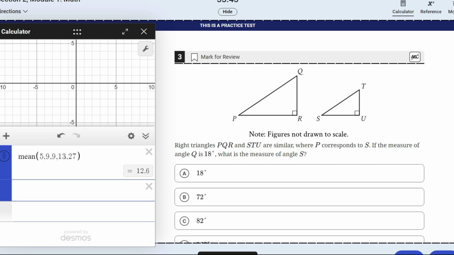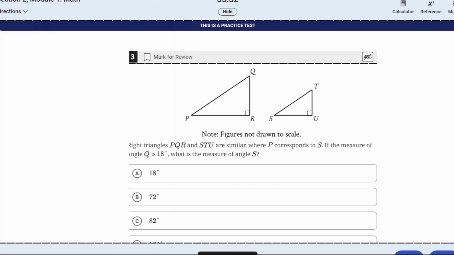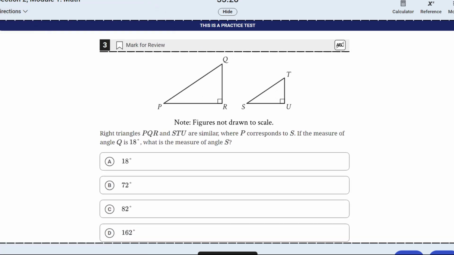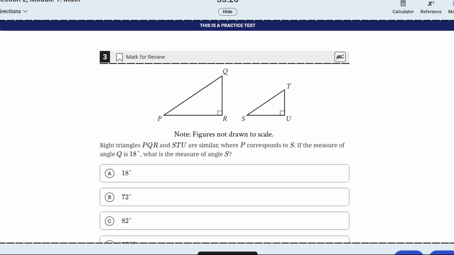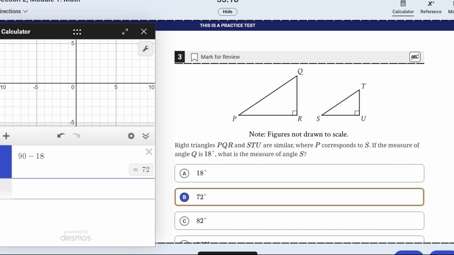All right, next problem. Similar triangles. If the triangles are similar, then their corresponding angles are equal. So if the measure of angle Q is 18, then the measure of the other acute angle is 90 minus 18, and that's the angle that corresponds to angle C. Therefore, the answer is 72.